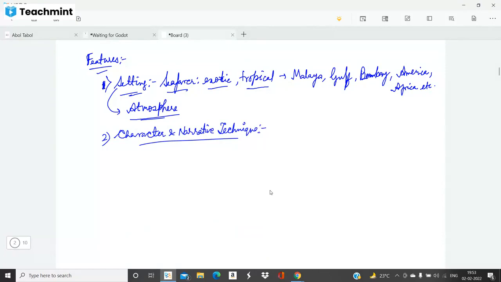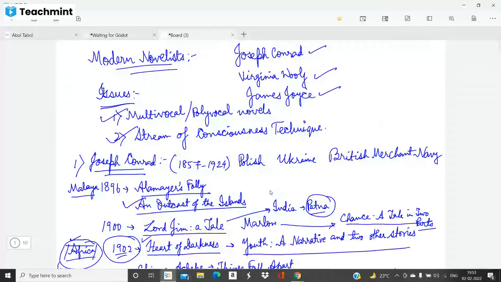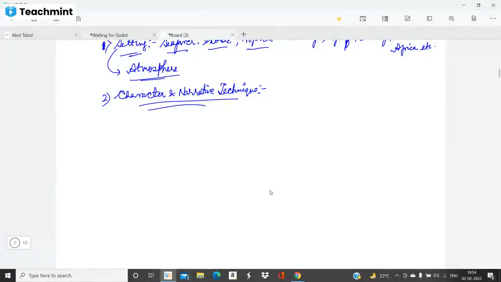Now, here I want to address this issue, how the novels became polyvocal. Now, you see, with Conrad, the English novel became truly global, or truly European, let's say. Not global, truly European. Why?